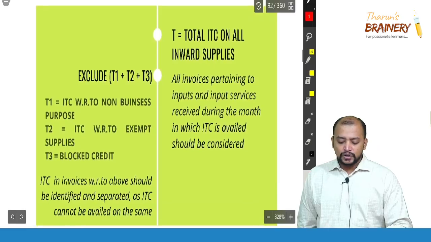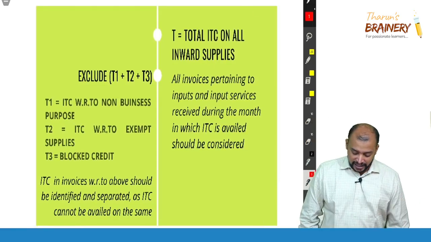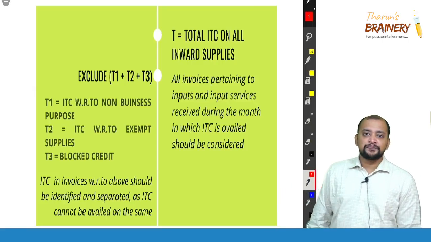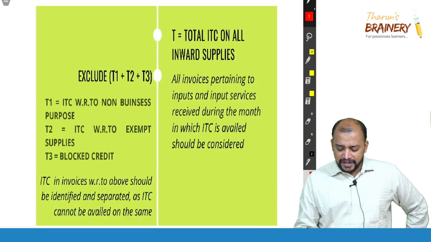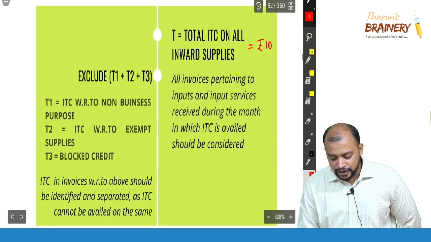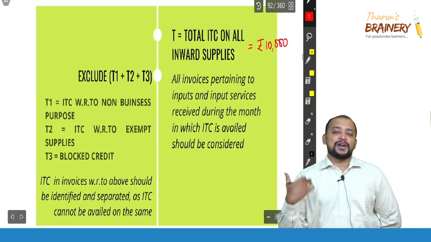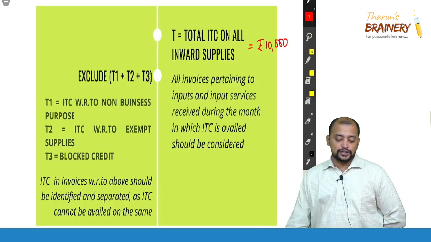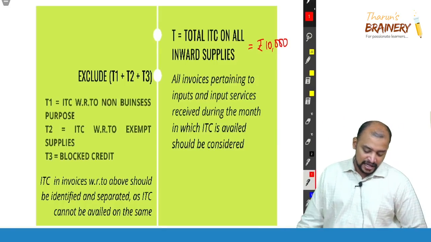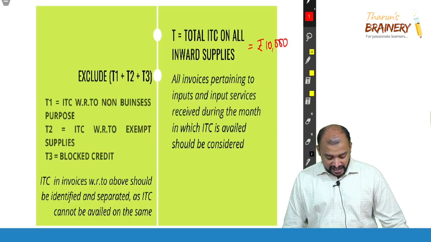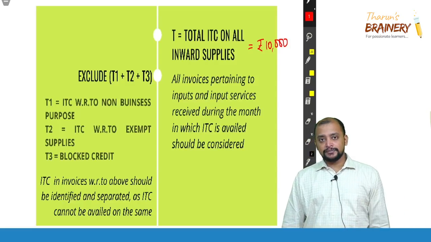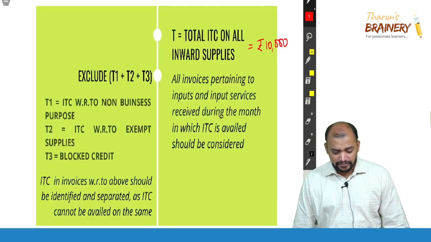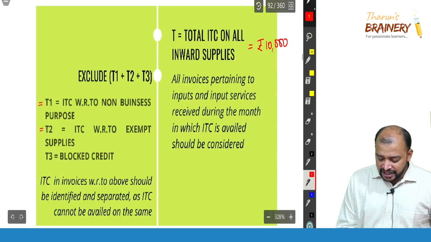First, we need to take total ITC on all inward supplies. Say there are some 100 invoices, and we can take the total ITC as 10,000 rupees. I am just taking the numbers to explain to you how it will happen. So step 1 is that I will take the total ITC on all inward supplies. Say 10,000 rupees. From this 10,000 rupees, I need to segregate how much is used exclusively for non-business, exclusively for exempted, and blocked credit. That is denoted as T1, T2 and T3.